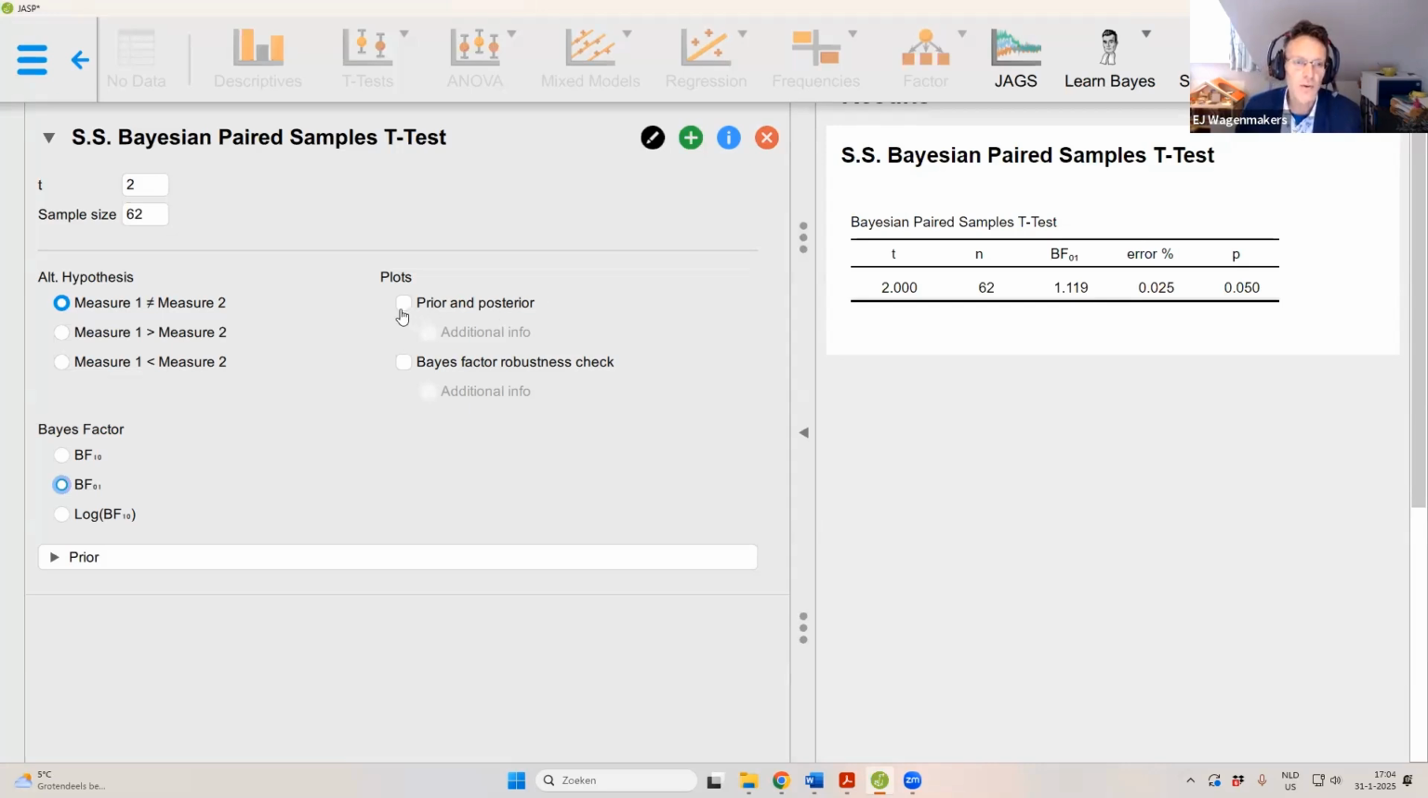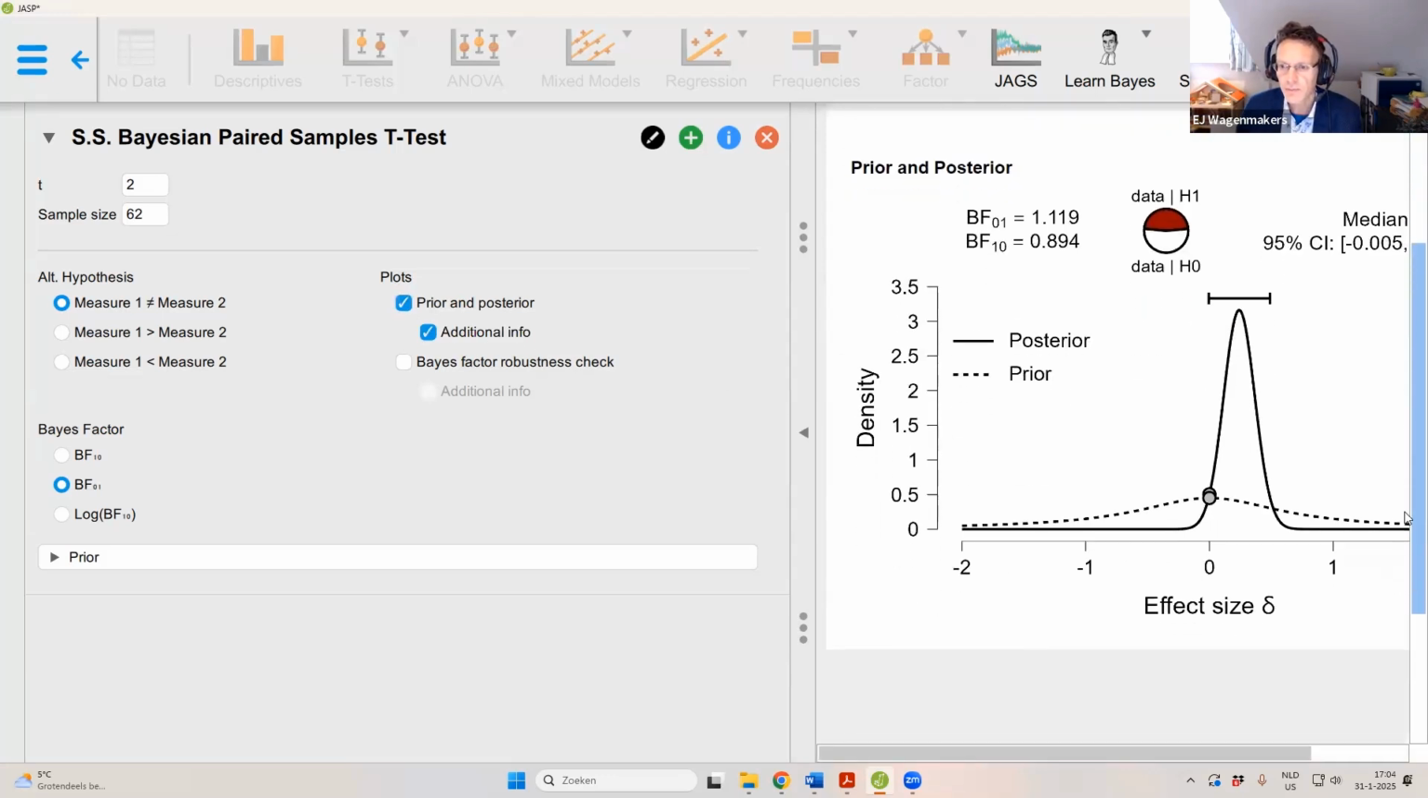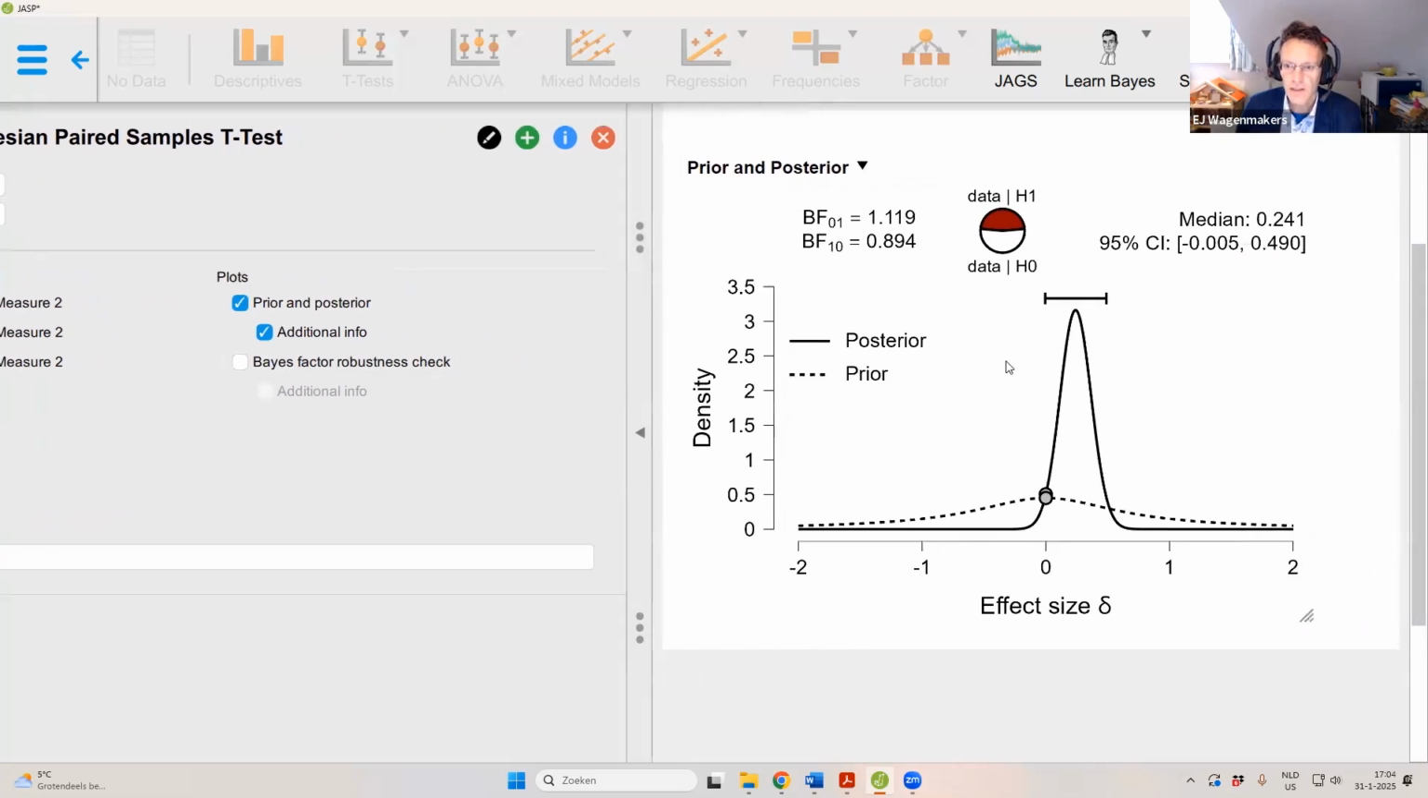So we also have plots, of course. We can look at the prior and posterior distribution. What you see here is the dotted line is the prior distribution on effect size. The solid line is the posterior distribution. And you see here that that Bayes factor, again, is close to 1.